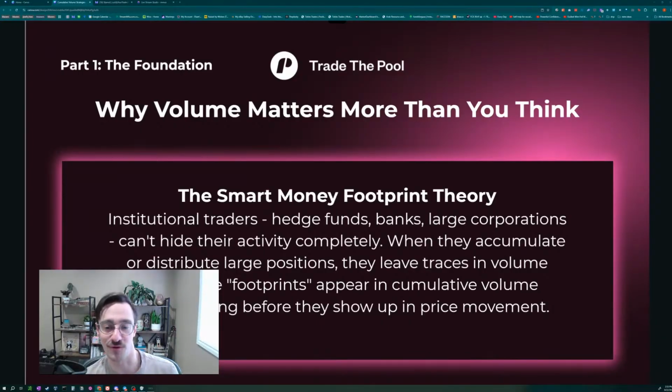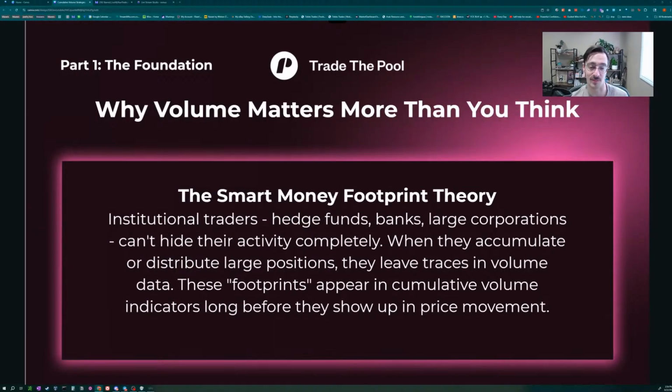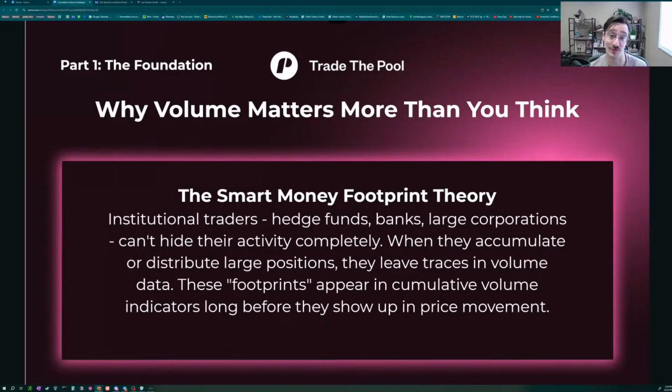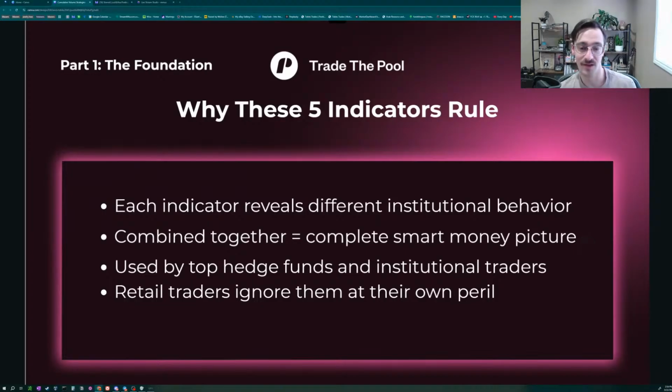The general idea of the smart money footprint theory is that institutional traders, whether they're hedge funds or banks or large corporations, can't really hide what they're doing. They can't hide their activity completely because it's so big. They're trading in such size that if they just bought their position outright, they would move the stock too much. So to get a position, they have to build it on dips. They have to build it at key levels. And when they do, they're going to leave traces in the volume data. And these footprints are going to appear in these cumulative volume indicators long before they're going to show up in price. And that's what we're here to find out.